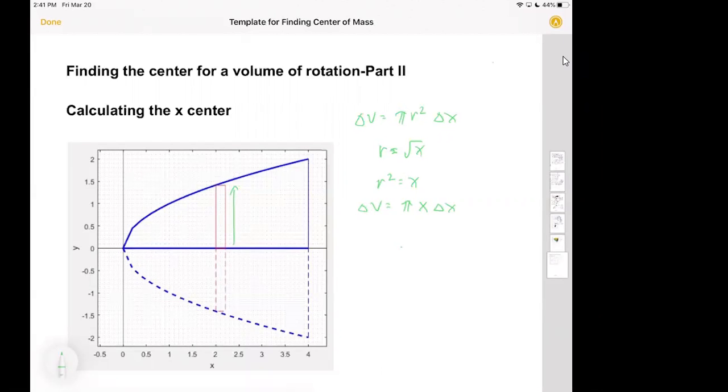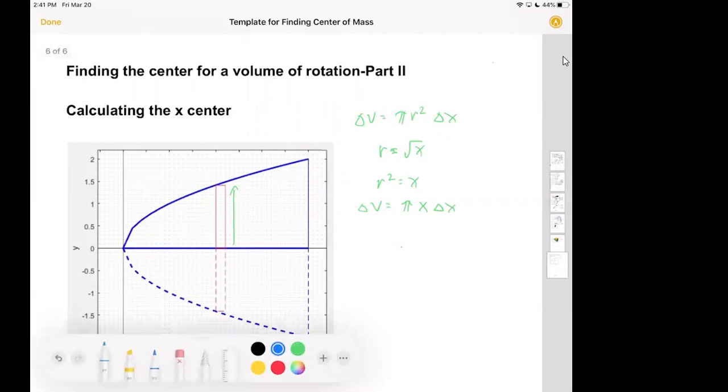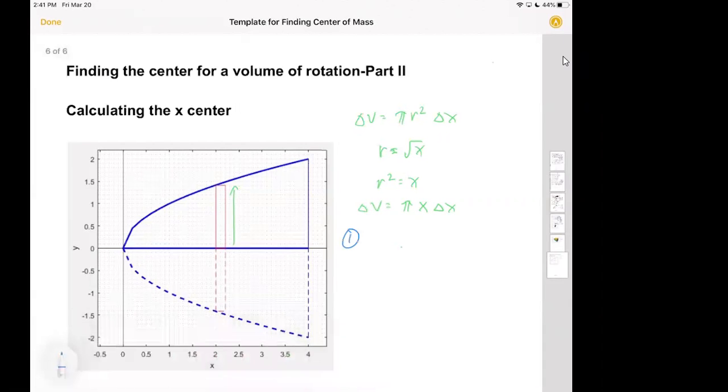So step one in the process of finding the center of mass would be to get a denominator integral, which would simply be the volume. So the volume would be pi times the integral from x equals 0 to 4 of x dx. So that would be the volume integral. This one is extremely easy to evaluate, so we could, but we'll hold off on that.